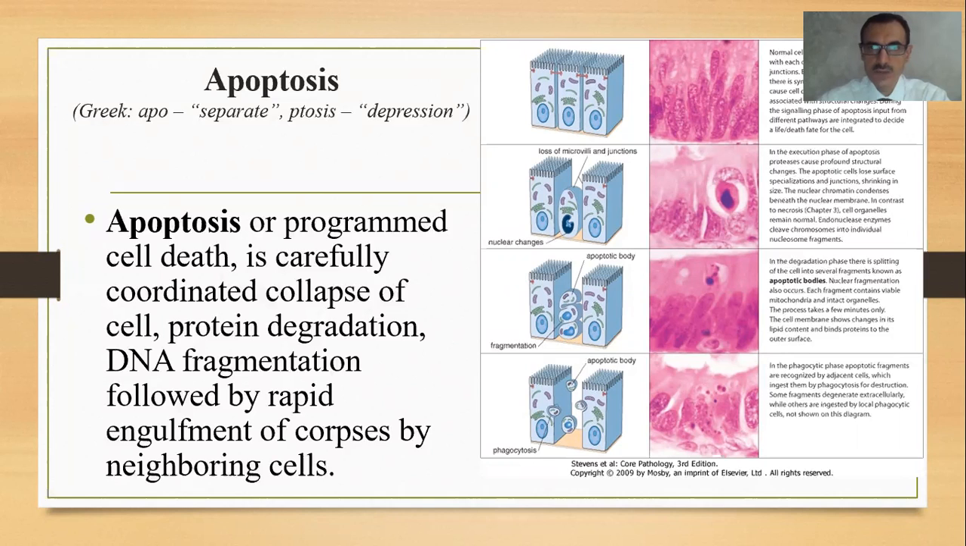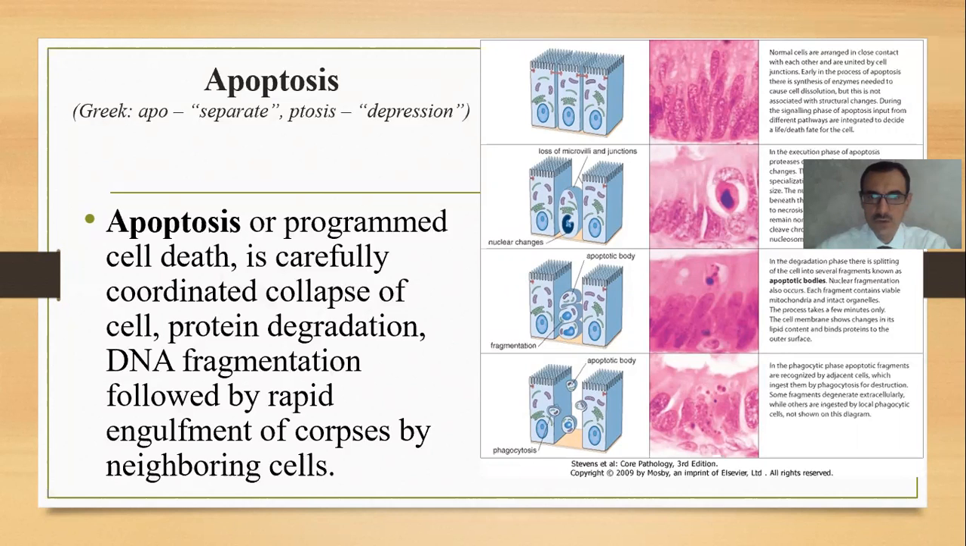Here we see four different illustrations, including the schematic illustration and histological figures. In the first figure, we see the normal cells that are arranged in close contact with each other and are united by cell junctions. Here we see mainly epithelial cells.